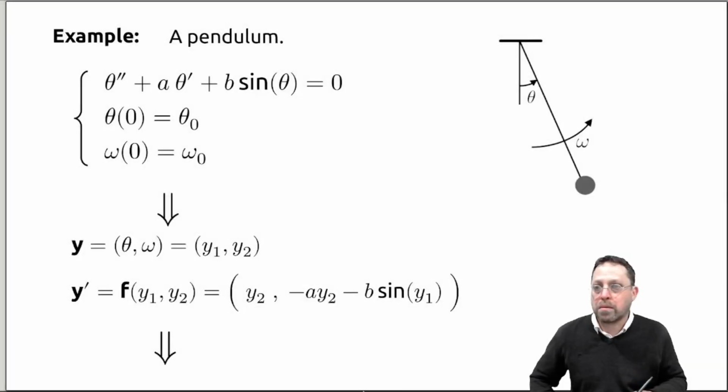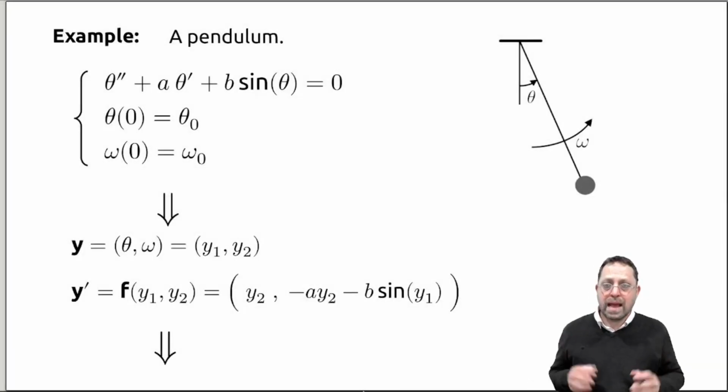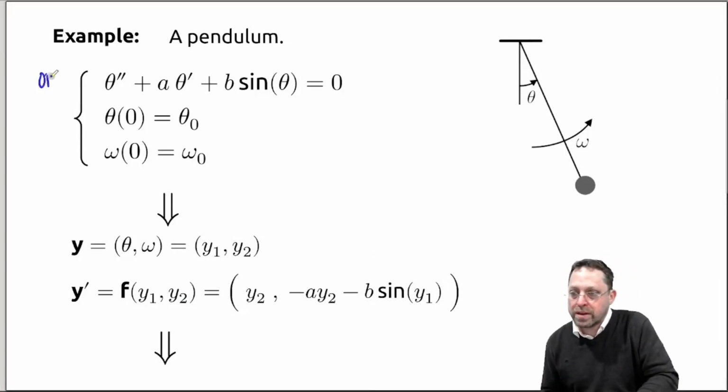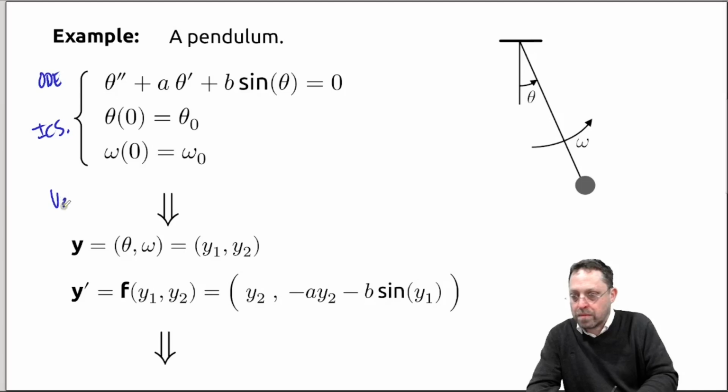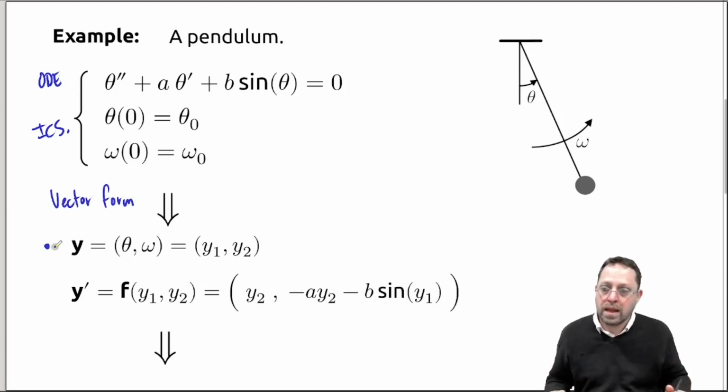Let's recall the problem. The system is a simple pendulum with friction. So this is the ordinary differential equation, and these are the initial conditions. And the first step was to put this into vector form. So that meant, first of all, defining a state vector. That state vector, y, consists of the angle and the angular velocity, omega. And we called these y1 and y2.